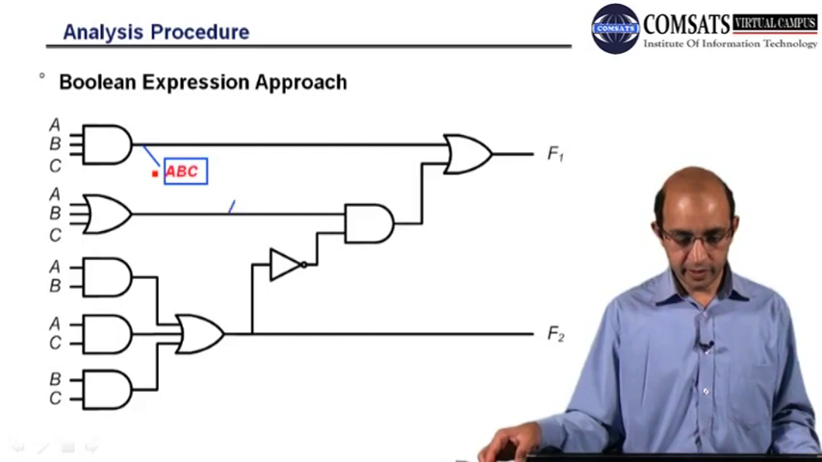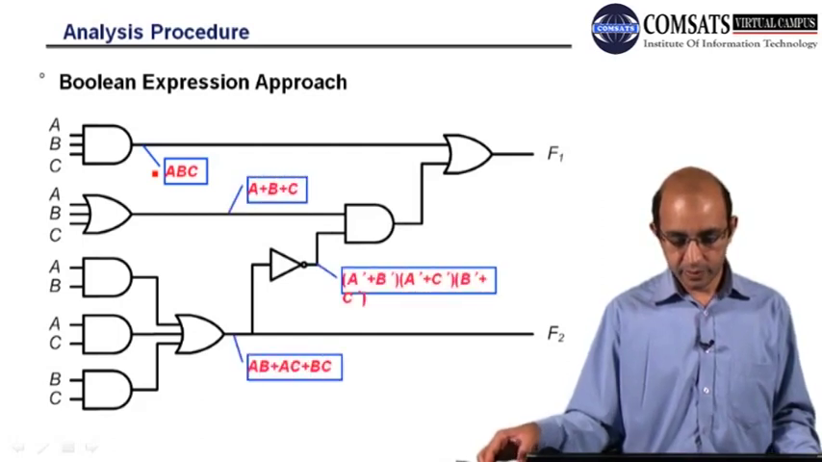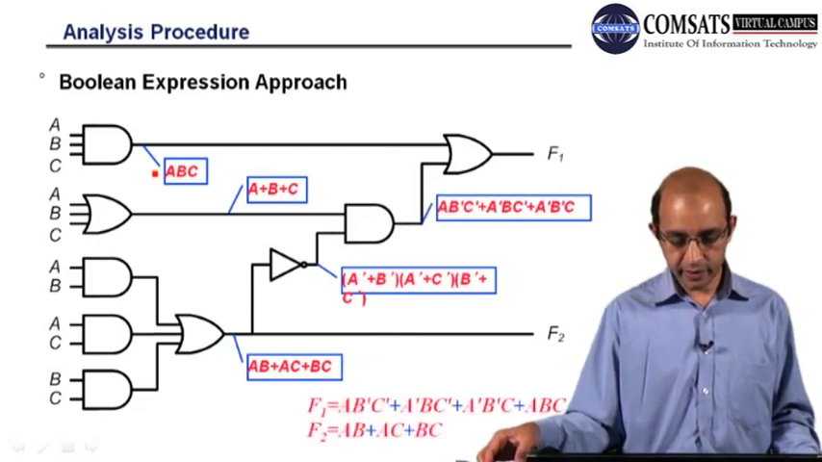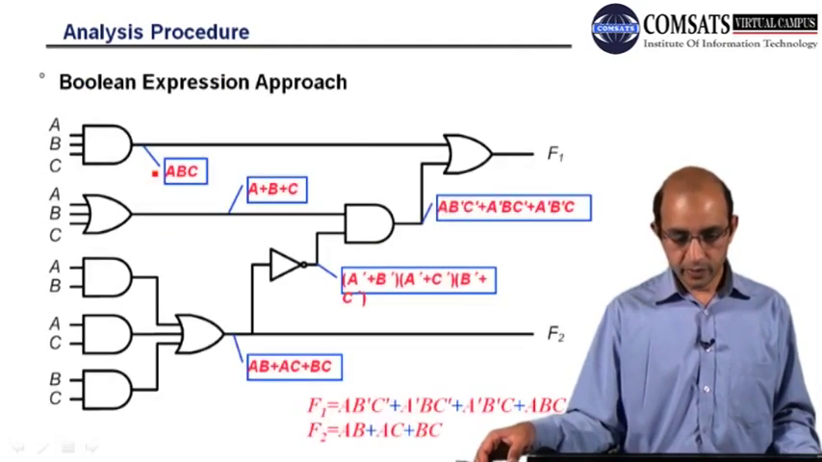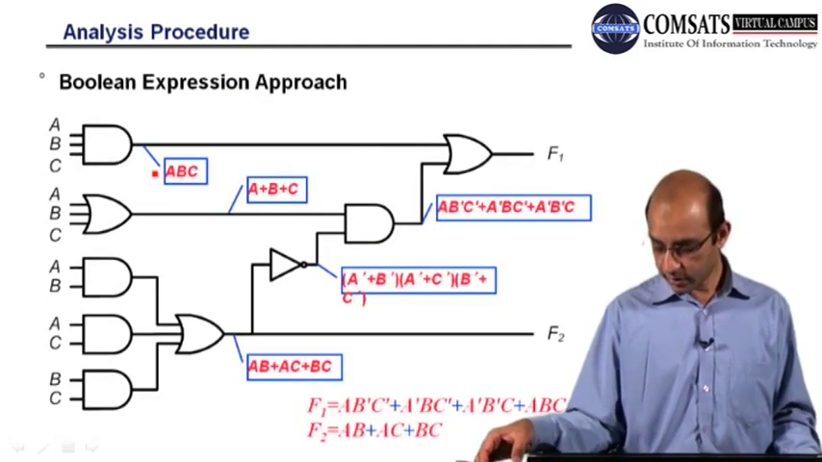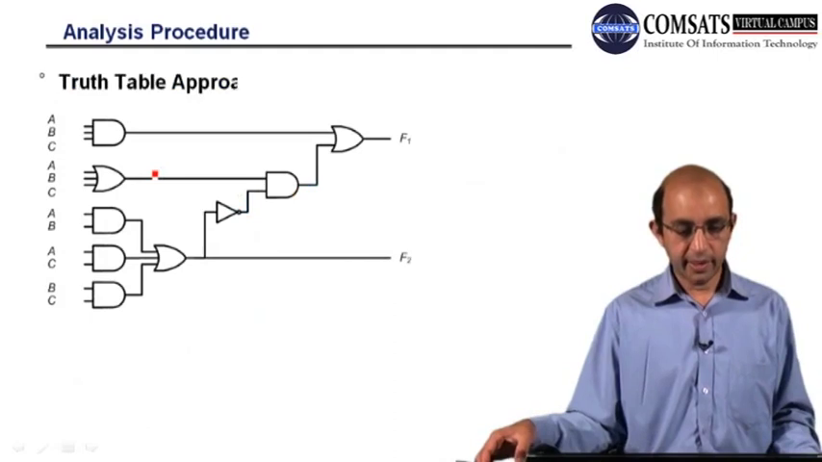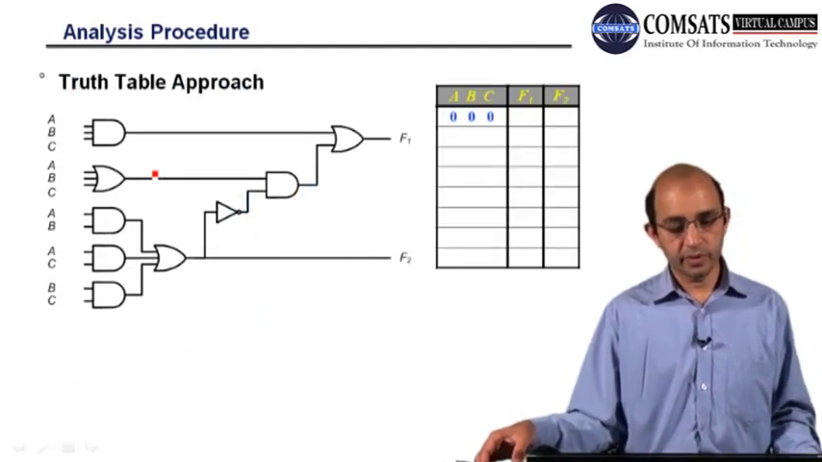Here we have A, B, C, as I have labeled them properly, so we will be having this. So this is the final expressions for both the outputs F1 and F2. This is one possibility, and then we can also use the truth table approach.